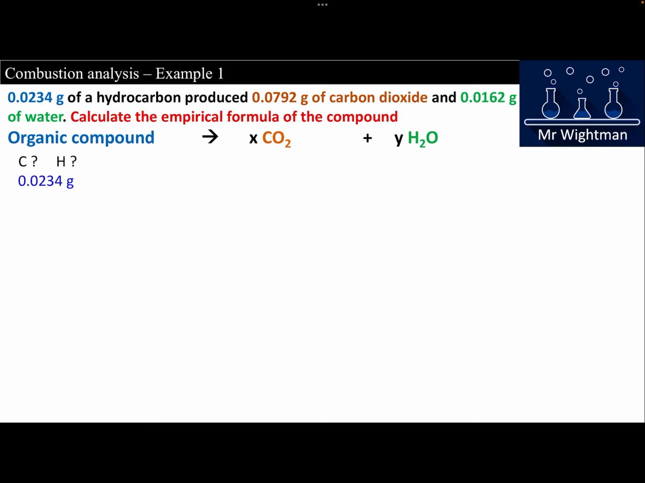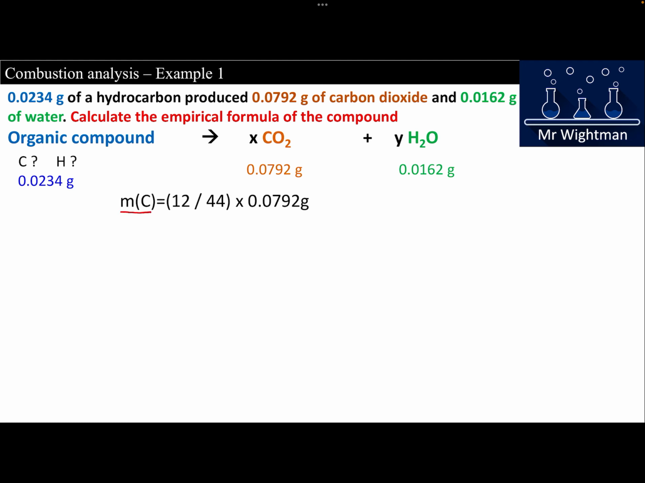So we have 0.0234 grams of our hydrocarbon, so that means it contains only carbon and hydrogen. We react it with an unknown amount of oxygen to produce CO2 and water, and we have a mass of carbon dioxide and a mass of water produced. It is always good practice to show the examiner your working.